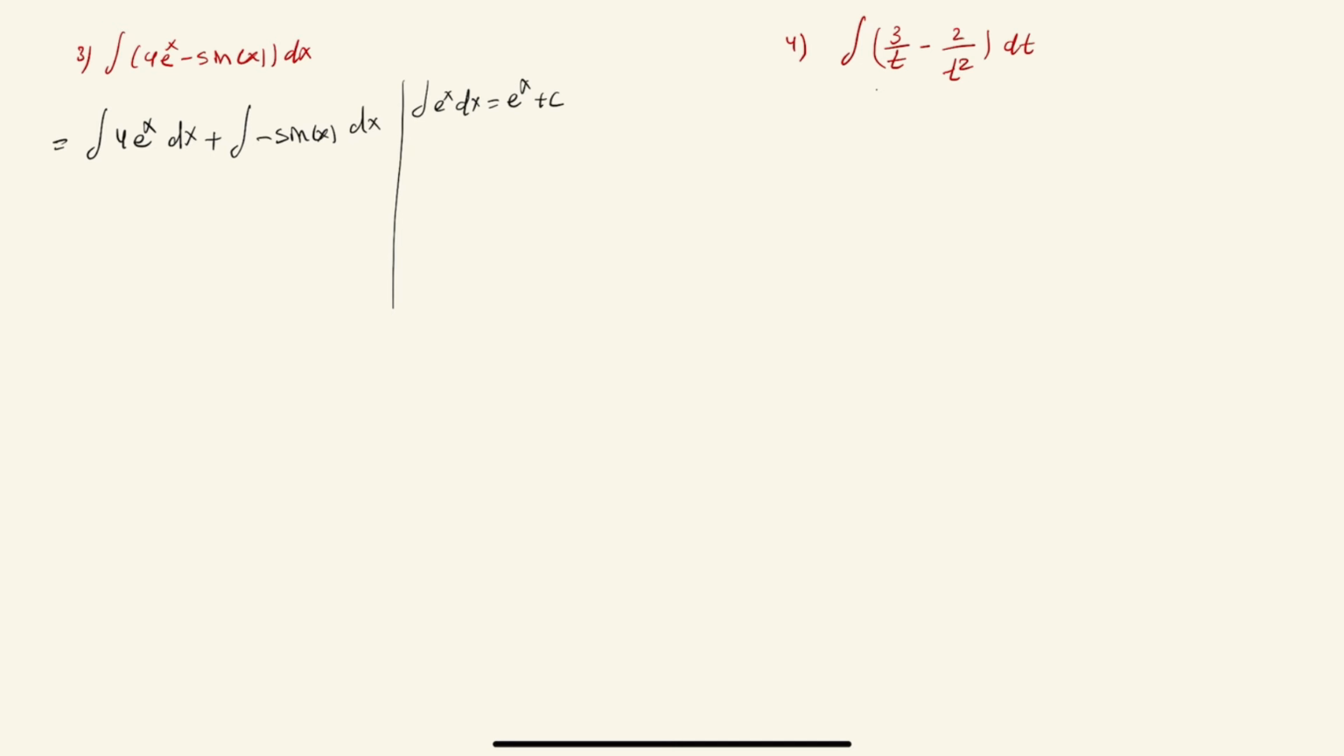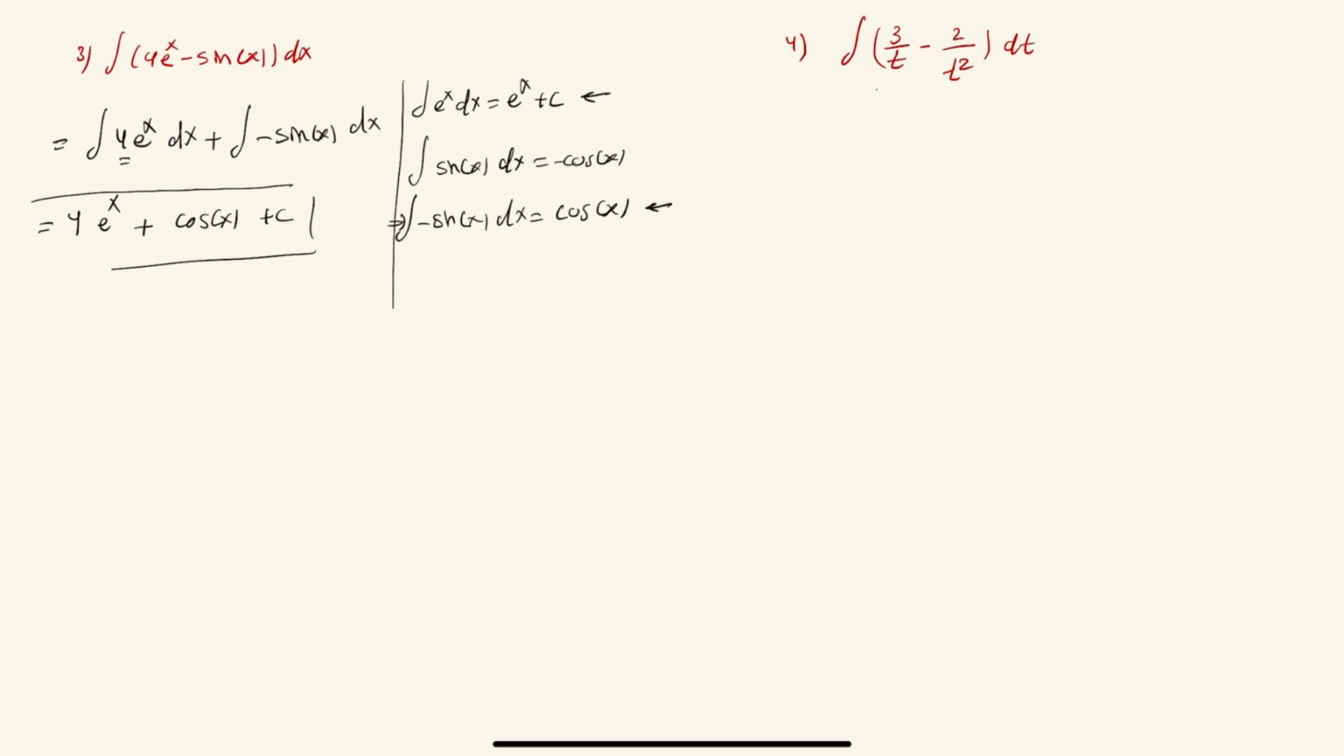Note in here, the integral of e to the x dx is just e to the x plus c. And then the integral of sine of x dx is going to be equal to minus cosine of x. Therefore, the integral of minus sine of x dx is going to be equal to cosine of x. Now that's going to be equal to 4 multiplied by the integral of e to the x, which is e to the x. And then plus the integral of minus sine of x, which is going to be cosine of x, and then we add the c, so plus c, and that's the antiderivative.